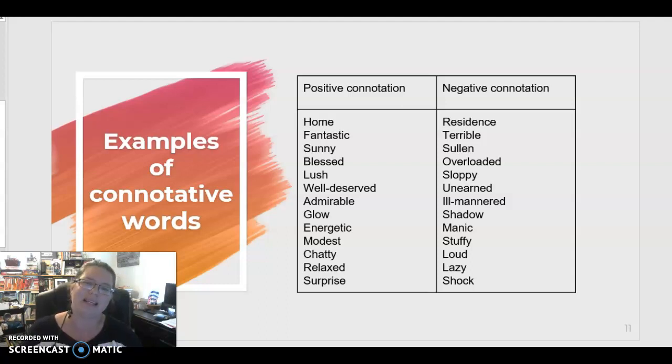So we can see that sometimes, even though words share a similar denotation, they have very different feelings associated with them. And this can help you determine how the author feels about a subject, whether they choose to talk about surprise or whether they choose to talk about shock. That can help you to understand their position.